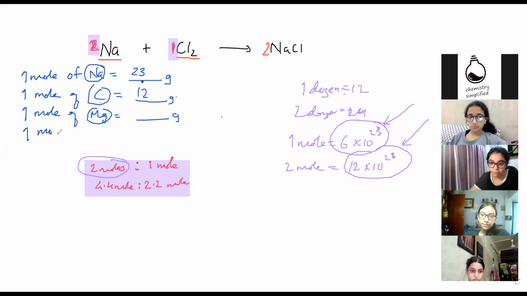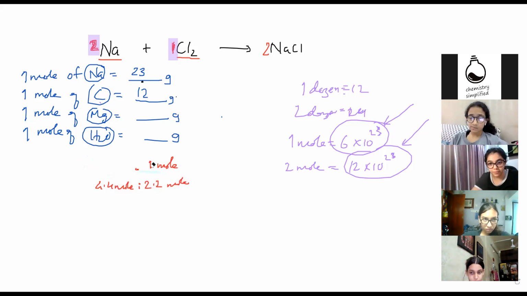For example, 1 mole of water is how many grams? So what you will do is find the molecular mass of water. How much is the molecular mass of water? 18. How do you get the 18 there?